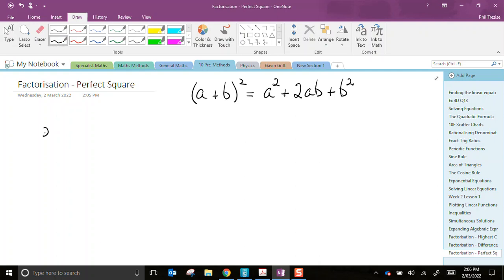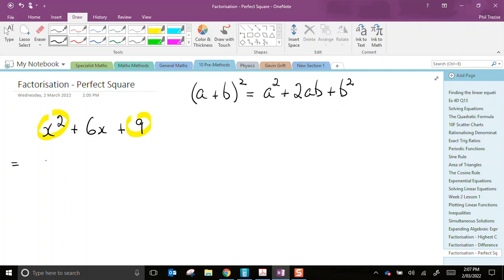Let's start with x squared plus 6x plus 9. That sounds pretty good. Now, we're looking to see whether this appears to have the same pattern as what's on the right. So is the first part a square? Yes, it sure is. It's x squared. Is the last part a square? Yes, it is. It's 3 squared.